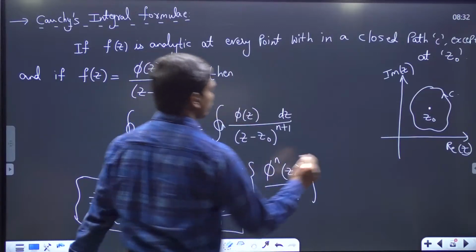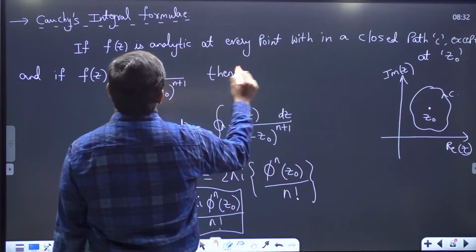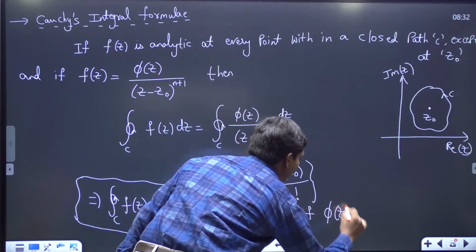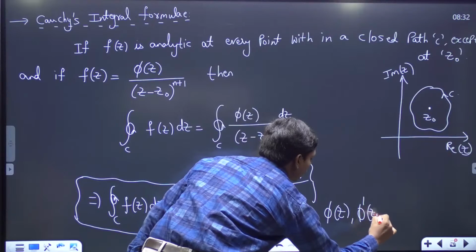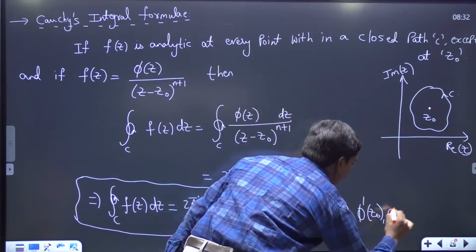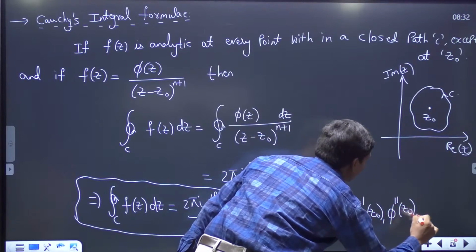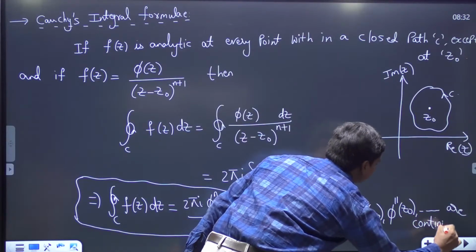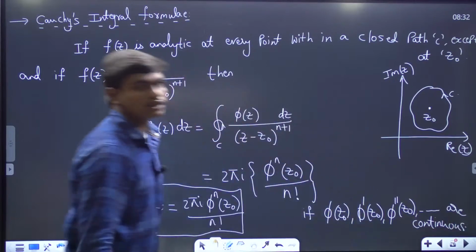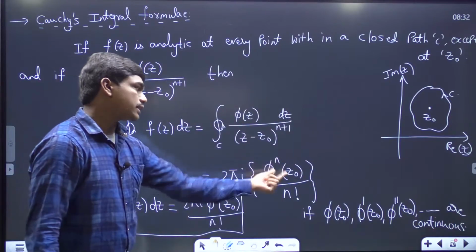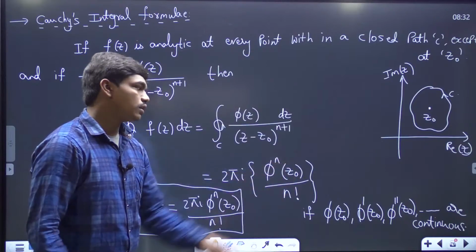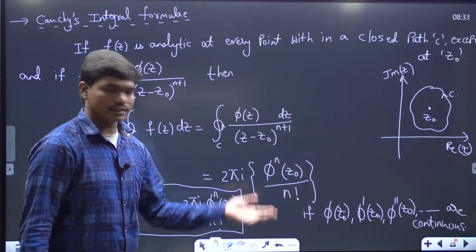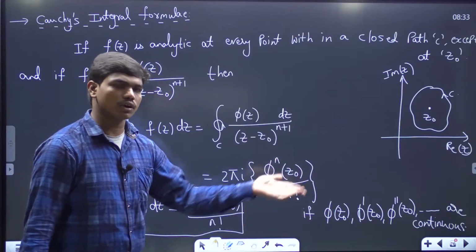You can write where this is equal to this if phi of z, phi dash of z naught, comma phi double dash of z naught, and so on, are continuous. Because for calculating the value of the nth derivative of phi at z naught, you need to have all these derivatives existing basically. For example, functions like e power z, sin z, cos z, all these things. Okay.